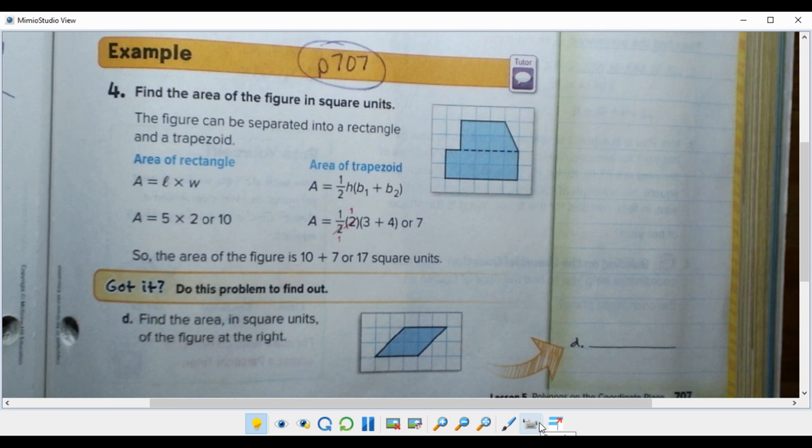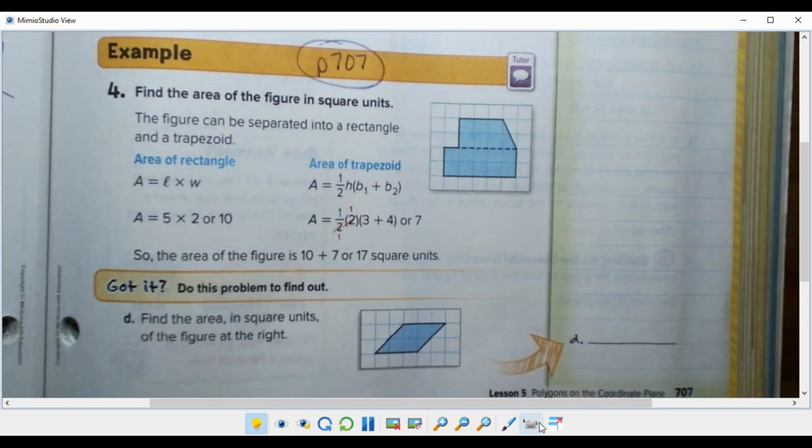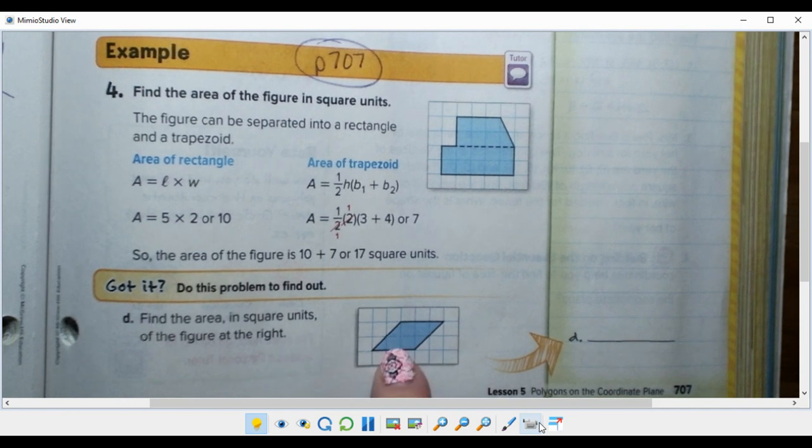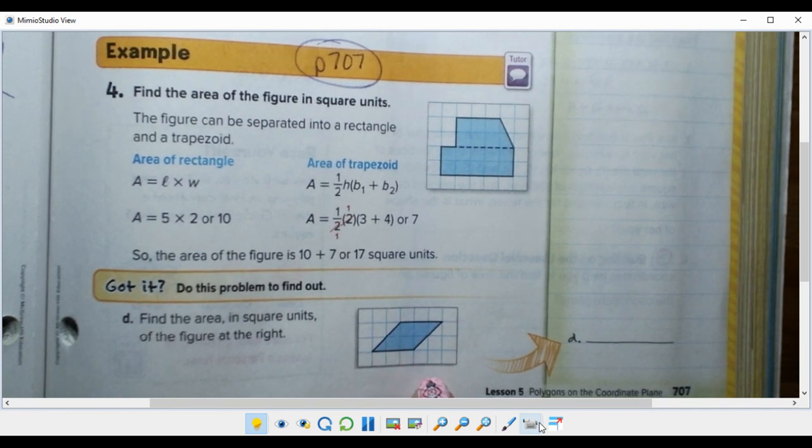So we're going to continue today with polygons on the coordinate plane. Instead of doing perimeter like yesterday, we're going to expand and do area. I'm on page 707 in the textbook, if you want to follow along with me. Because we're doing area today and some of the lines are slanted, you're going to need grid paper or some kind of graph paper for all of it.